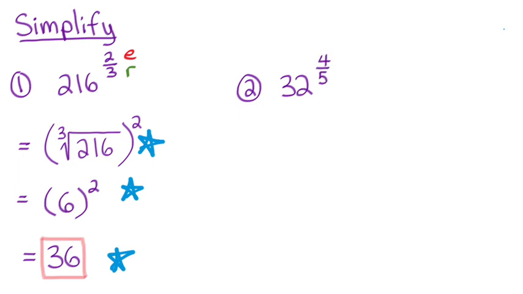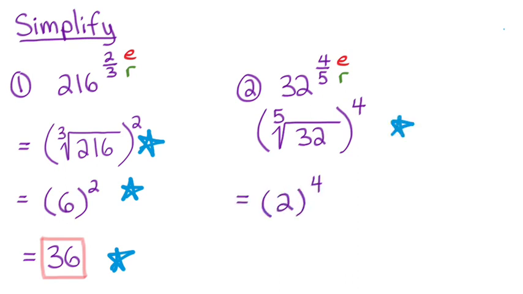Let's look at another one. So our first step is to set it up, remembering that it's ER or BR. We deal with our base first, then we set up our root and our exponent. We take care of inside the parentheses first. The fifth root of 32 is 2, and then we do it to the exponent of the fourth power, which is 16.